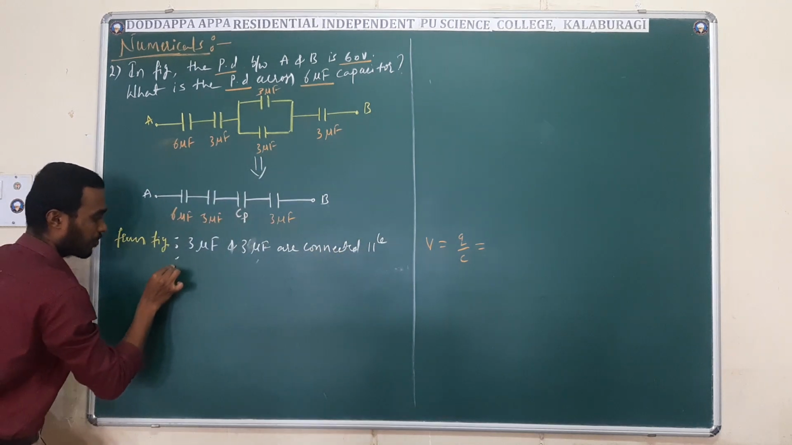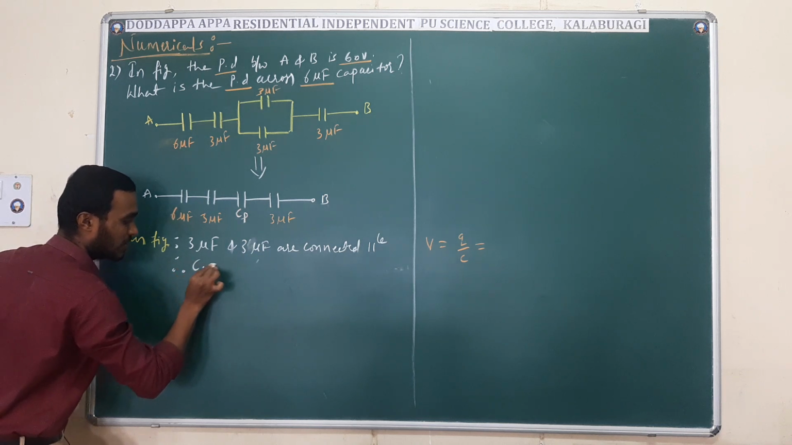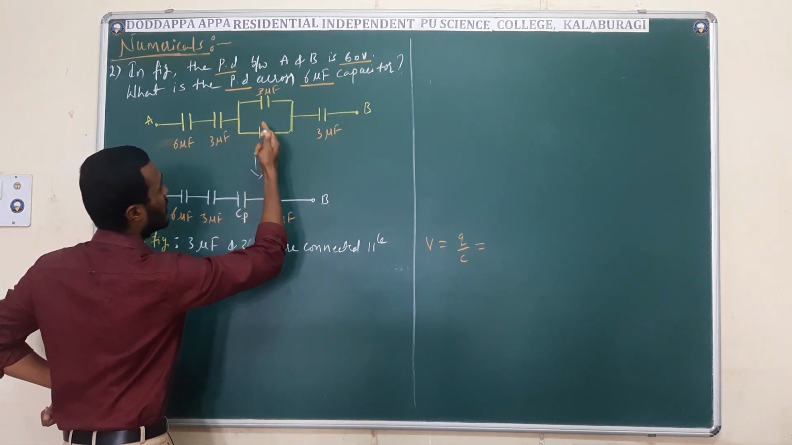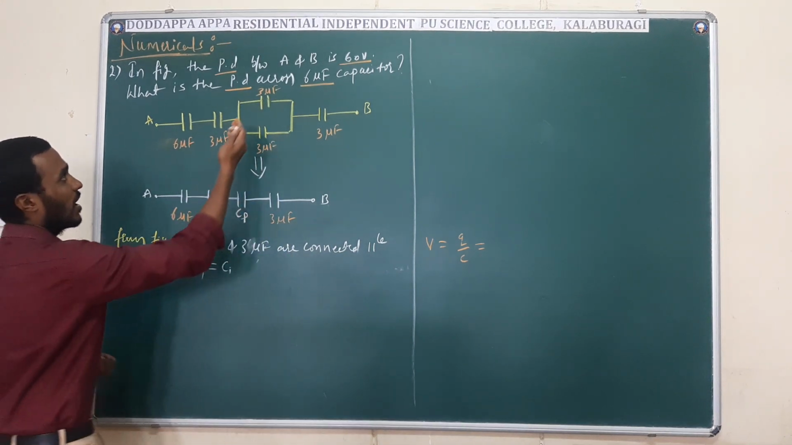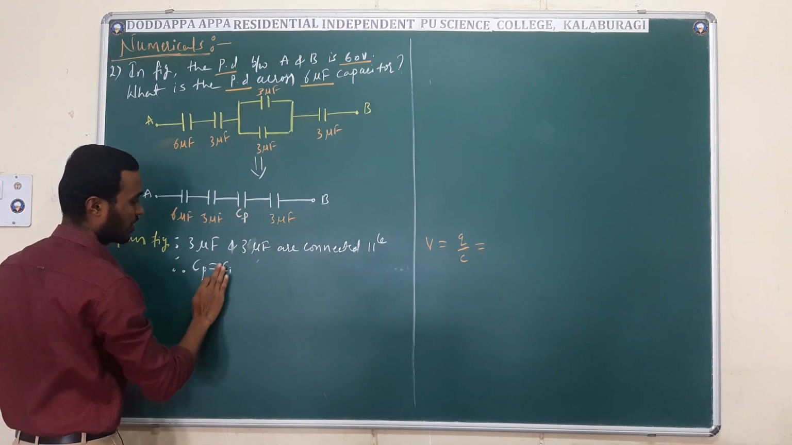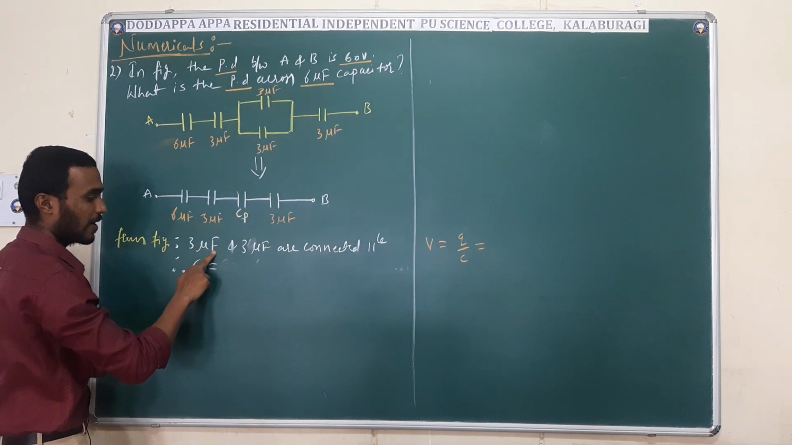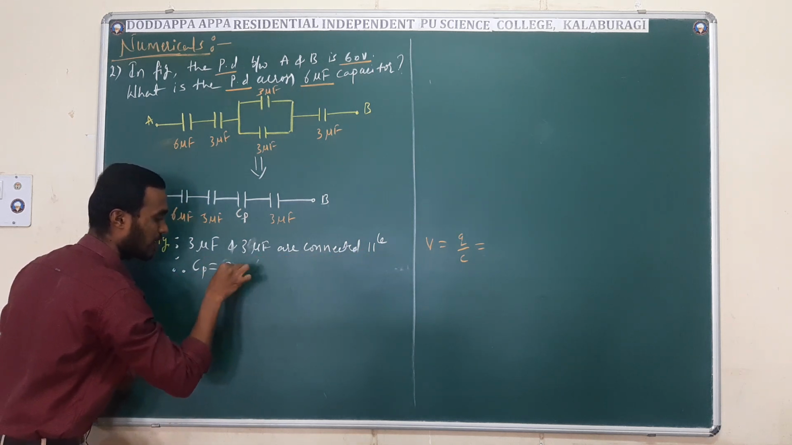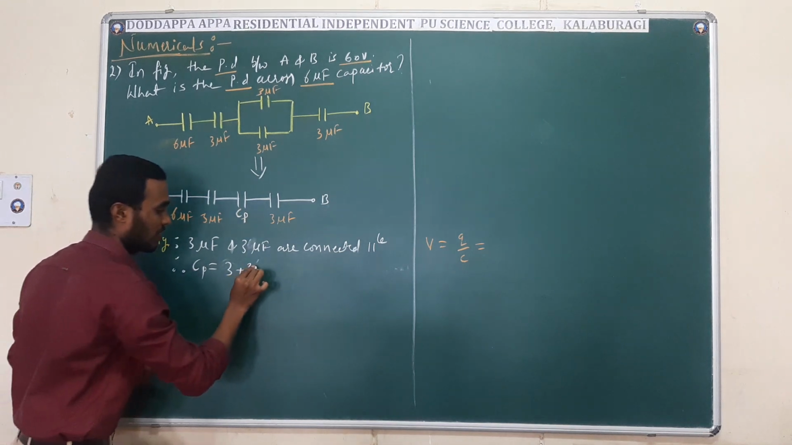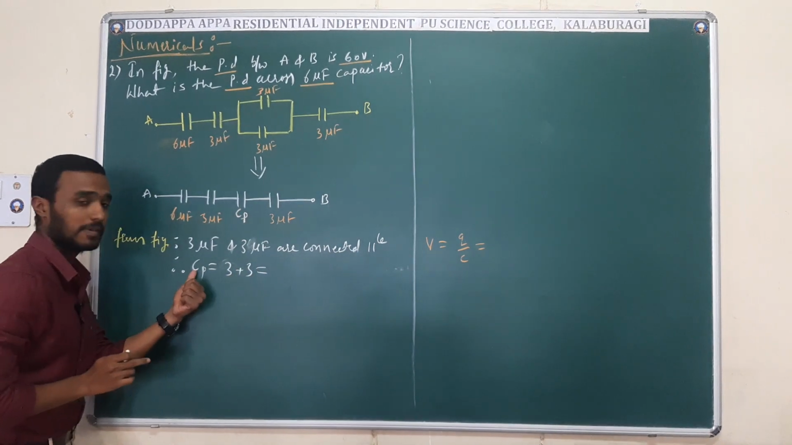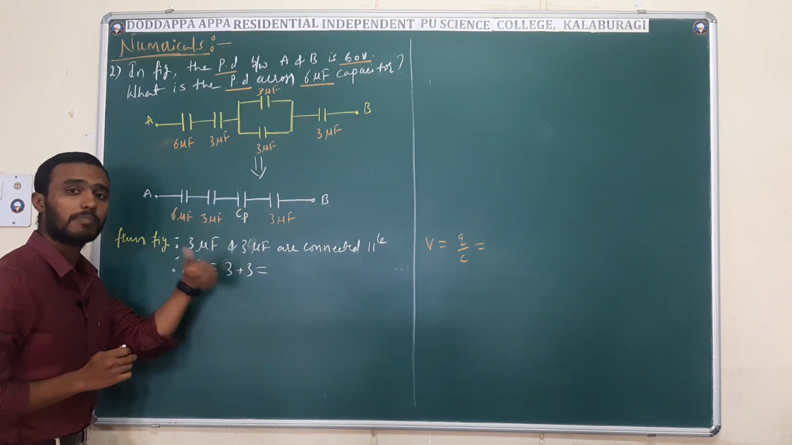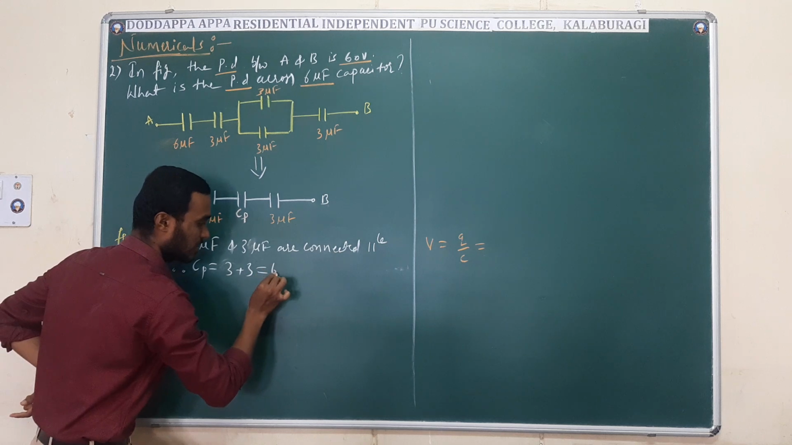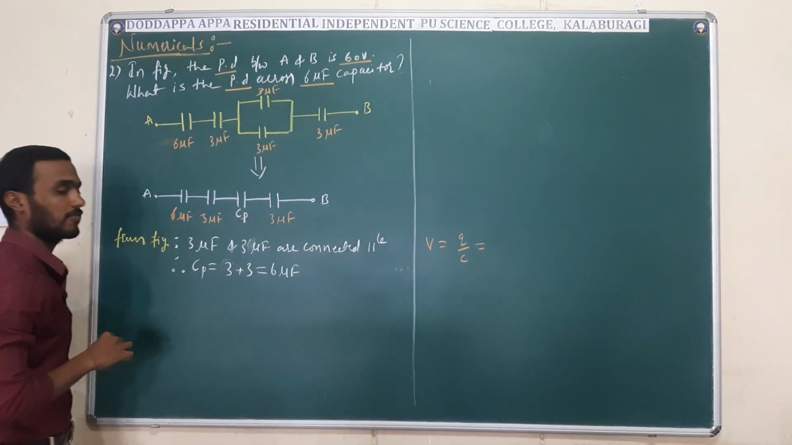Therefore Cp is equal to C, or you may give the name here if you are getting confusion. I will call them C1, C2. Better, I have written here 3 microfarad and 3 microfarad are connected in parallel, so 3 plus 3. The formula is Cp is equal to C1 plus C2 plus C3 plus C4, like that. We have done the formula, so based on that it is 6 microfarad.